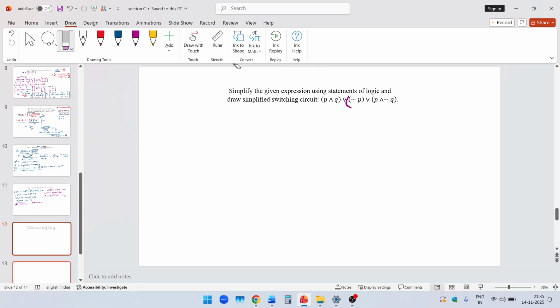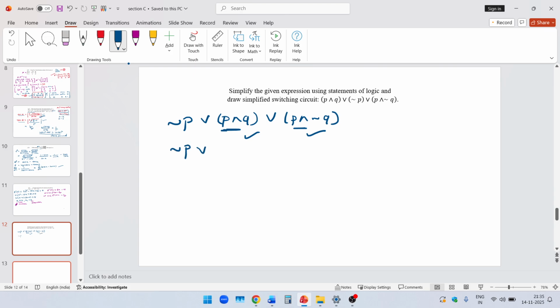You just have to take this second term on the other side, so negation p you can take on the other side first. Negation p, next p and q, you can swap the inputs, or p and negation q. Once you have done this, if you watch closely, for both the terms you have p, so take p common. So you will get p and what remains in the bracket is q or negation q, isn't it?